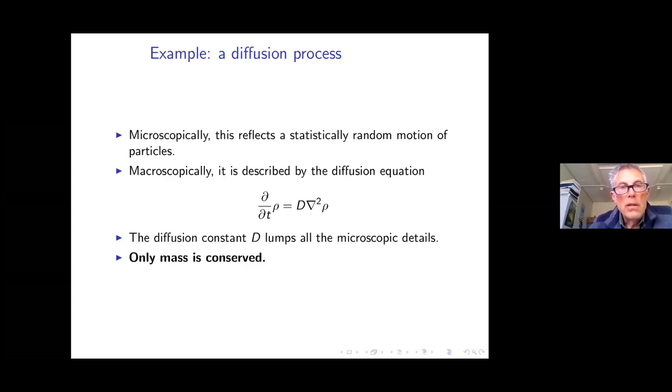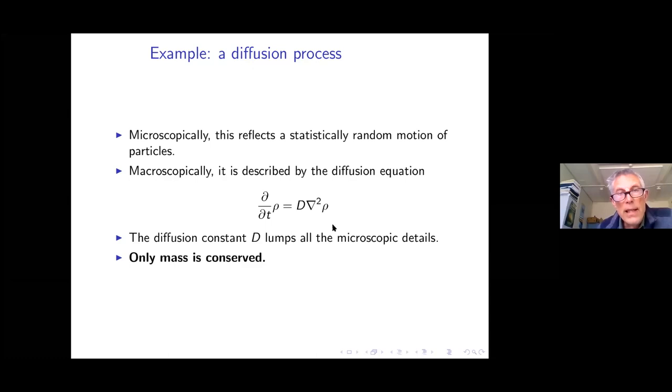But if you go to the macroscopic scale, you probably know this famous diffusion equation, which tells you that the variation in time of the probability or density to find a particle at a given time goes like its second spatial derivative with a coefficient here. And it turns out that this coefficient, known as the diffusion constant, actually includes all the detail of the microscopic world. So everything which happened at the small scale is just reduced to one single coefficient.